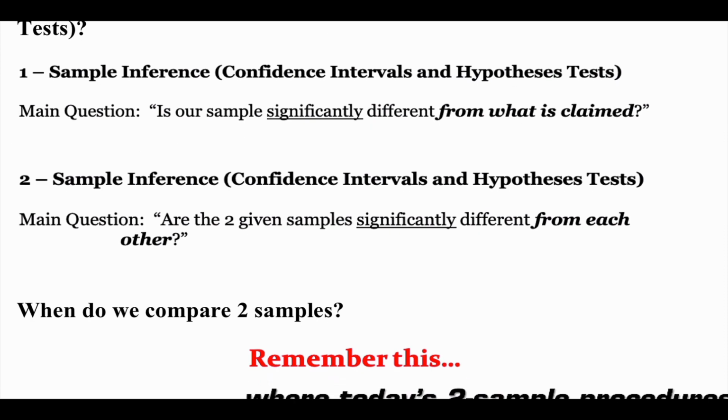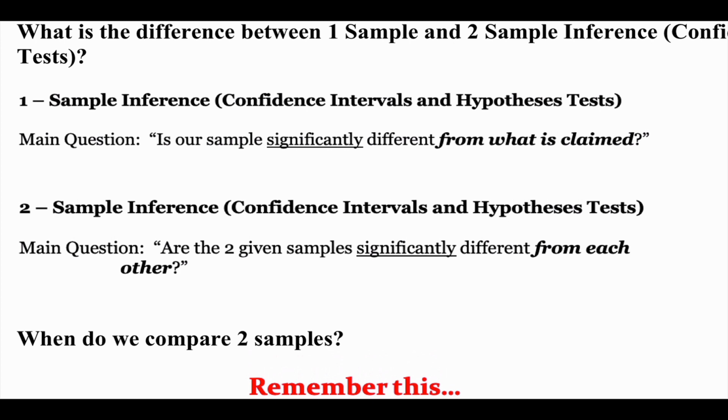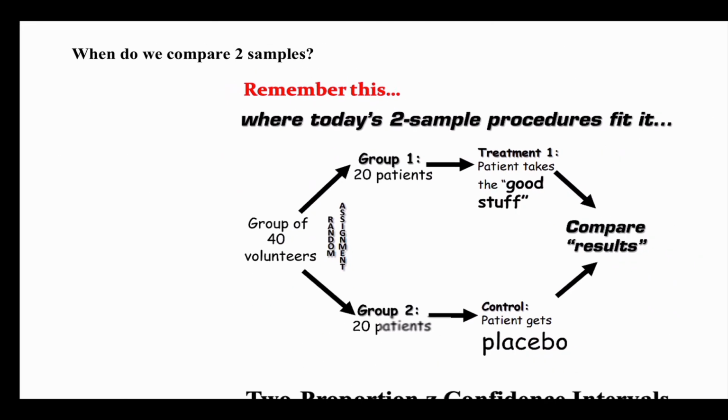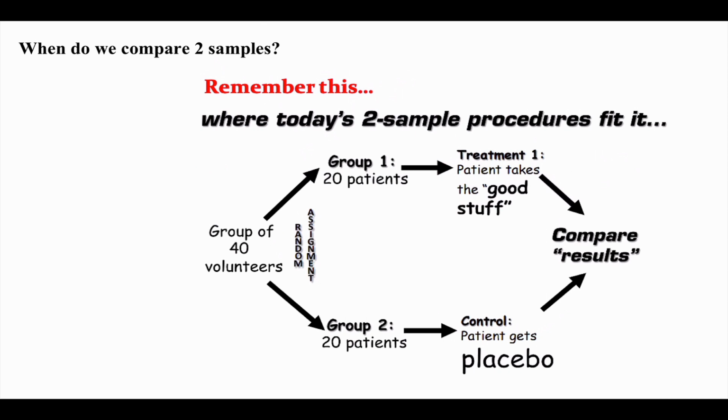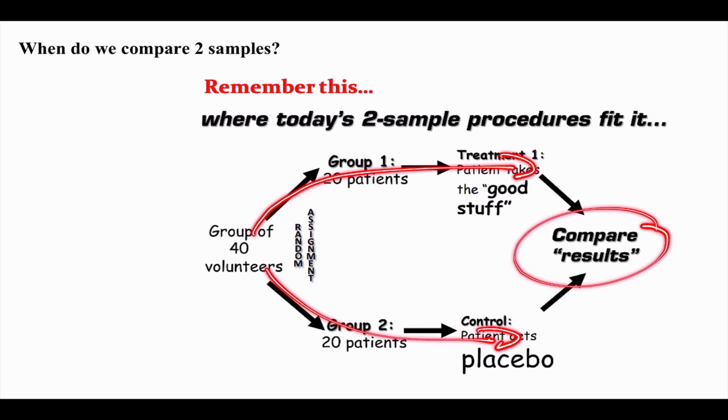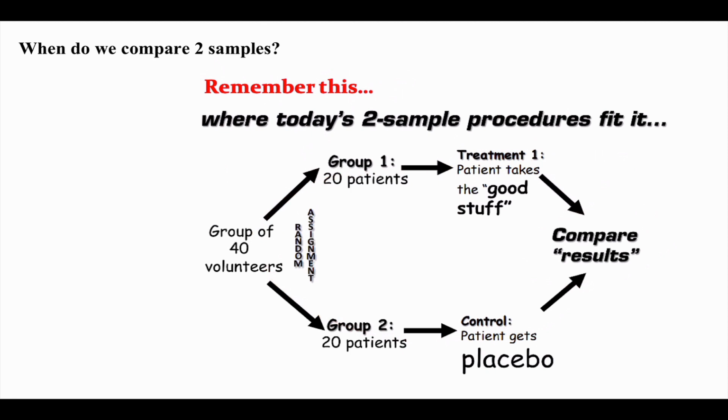Okay, so when do we have two samples? I took this off of your notes from last semester, when we created these experiments. We always got two different things at the end. We always said, okay, we're going to run an experiment, 20 goes this way, 20 goes the other way, and then we're going to compare results. What does compare results mean? It means doing a two sample confidence interval or hypothesis test. So this is what we're doing in this chapter.